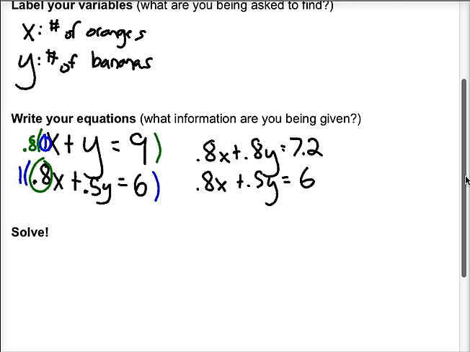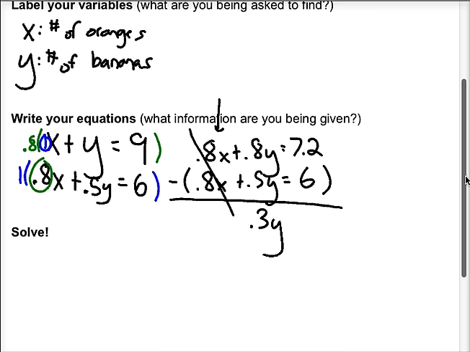So now I've transformed my equations, so now I'm able to eliminate them. Notice my x values are now lining up. They're the same sign, so I'm going to subtract them. 0.8x minus 0.8x eliminates just like we want it to. 0.8y minus 0.5y is going to leave me with 0.3y.